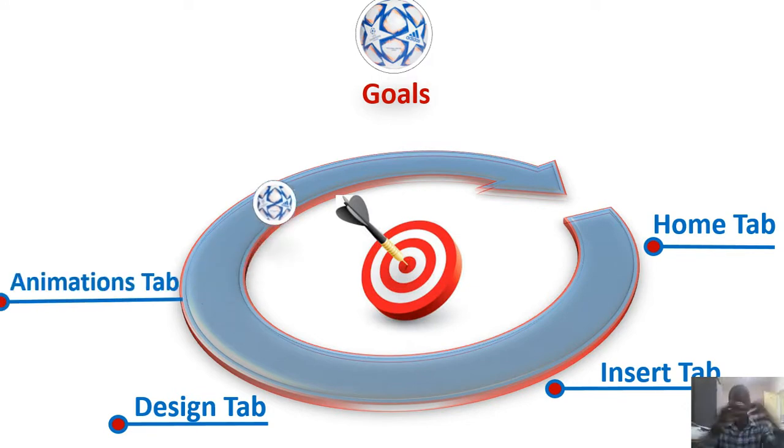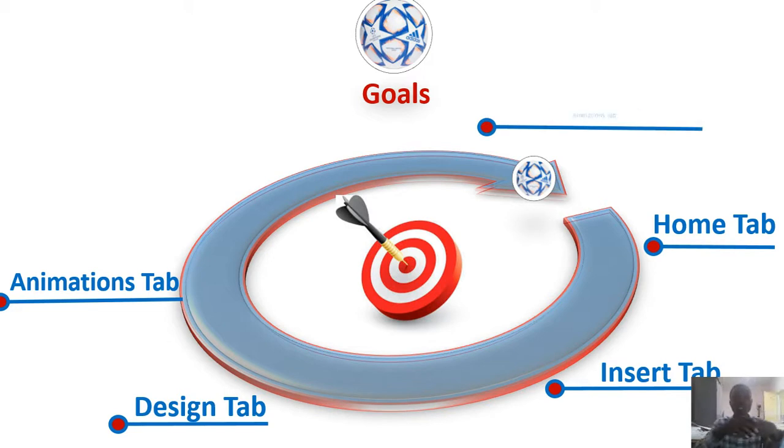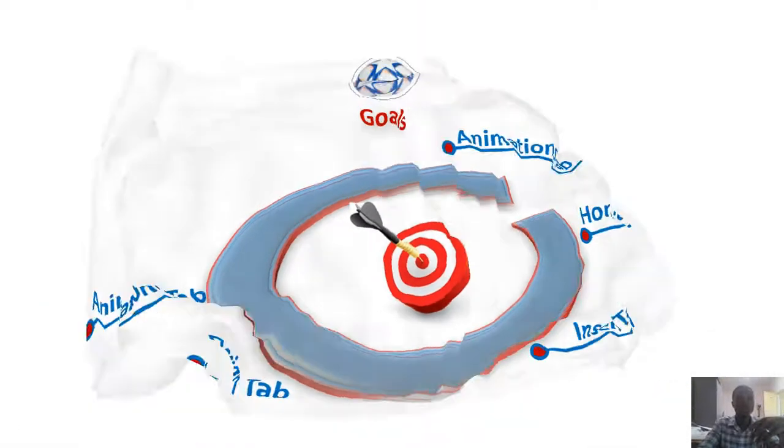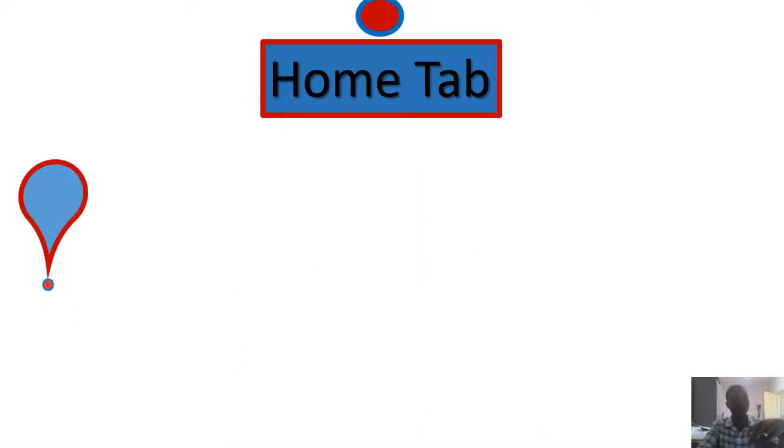And then we'll talk about animations, where you can add moving objects, where you can illustrate or emulate some industrial processes. And then lastly, we'll talk about the slideshow tab, which allows you to run your slides from the start, or you may run your slides from the current slide, that is the slide that you are currently editing. So let's now talk about the home tab.